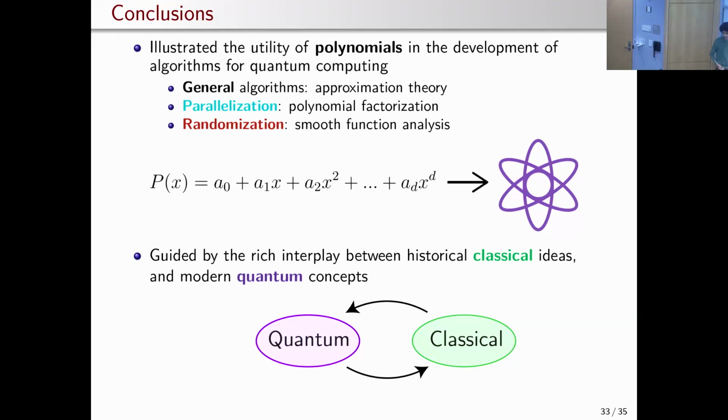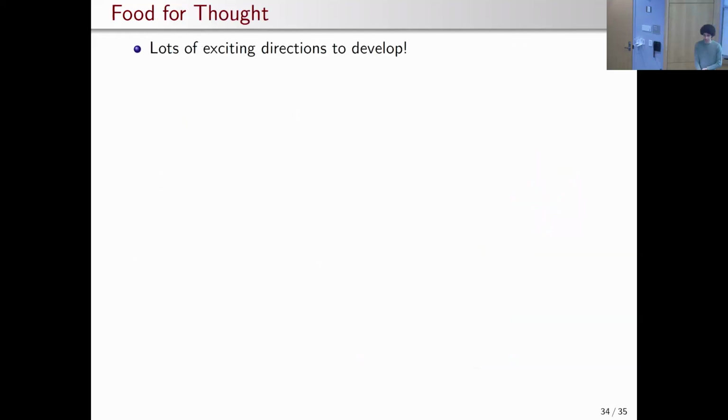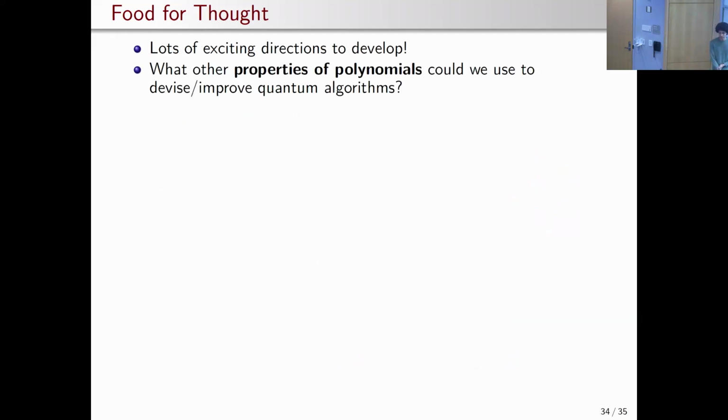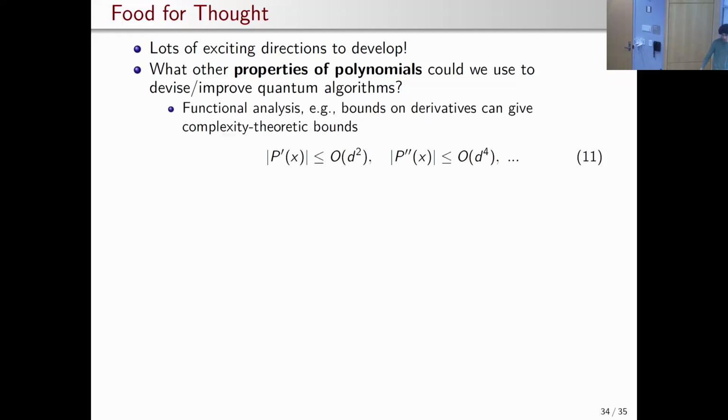And going forward, there's a lot of exciting directions, I think, to be developed in quantum signal processing for algorithms and applications. In particular, the question that I'm pondering very often is, what other properties of polynomials can we use to develop new quantum algorithms? We've studied polynomials for hundreds of years, and we have a lot of results on them. And I wonder how we can better use these to design quantum protocols and algorithms. Some that could be useful are some properties from functional analysis. If we have ways of bounding the derivatives of polynomials, I feel that these could be used to develop some complexity theoretic bounds on some algorithms.